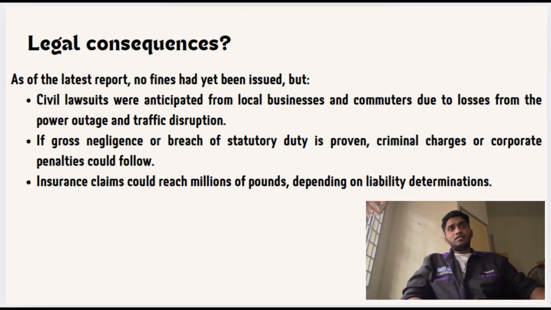For legal consequences, at the time of reporting, no fines had been issued yet, and civil lawsuits were expected due to losses suffered by commuters and businesses. If gross negligence is proven, criminal or corporate penalties could follow. The insurance claims could also reach millions of pounds.